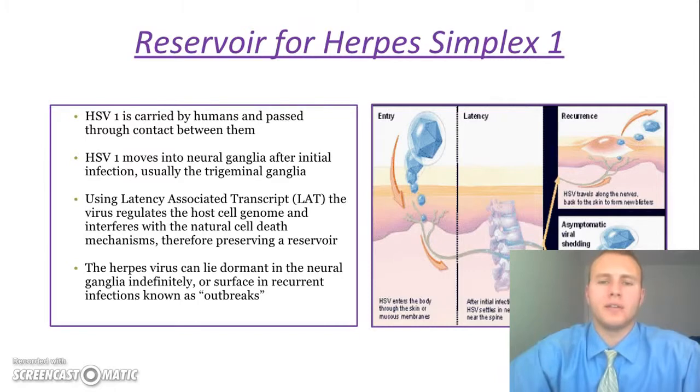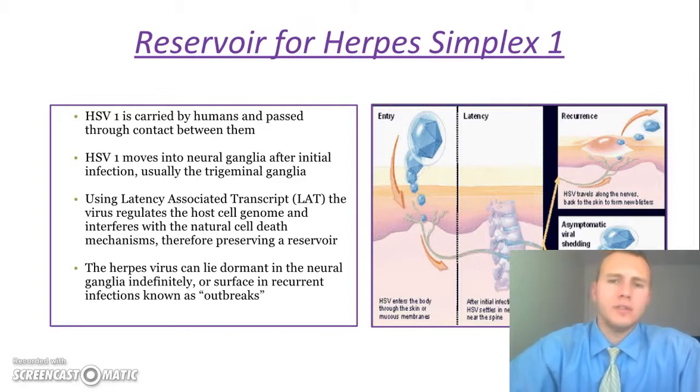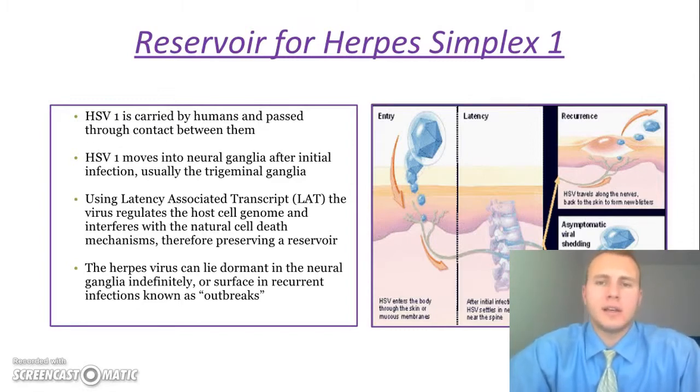The herpes virus can lie dormant in the neural ganglia indefinitely or surface in recurrent infections known as outbreaks. Individuals who are infected with the herpes virus may not know that they are infected. This is because it can take months or years for symptoms to occur, and even when symptoms do occur, individuals may not know that they are caused by herpes.